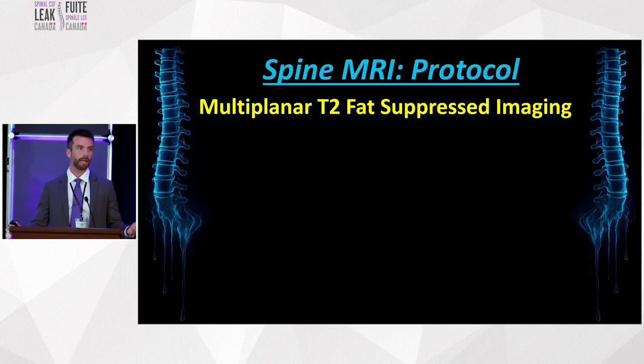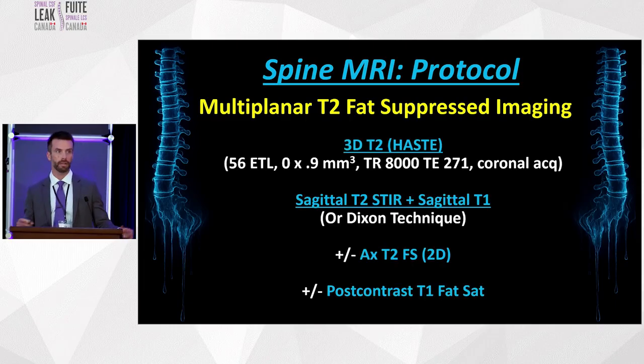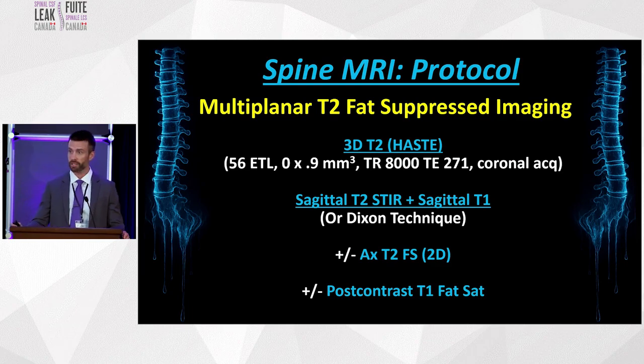So what is a good spine MRI protocol? Again, multiplanar T2 fat suppressed imaging. That's basically what you want. What we do at our institution is we get 3D T2 acquisitions of the cervical, thoracic, and lumbar spine. We supplement those with some sagittal T2 stir and T1 images. We don't routinely get contrast on our spine MRI. I find that having a T1 is just sufficient for differentiating venous engorgement from an epidural fluid collection. And that's basically what we do.